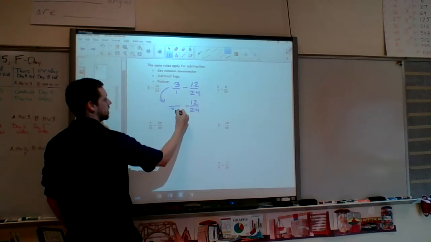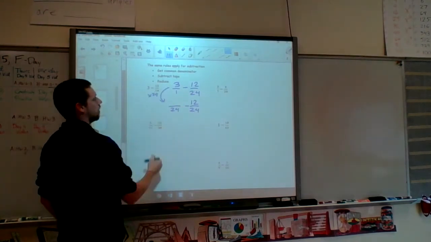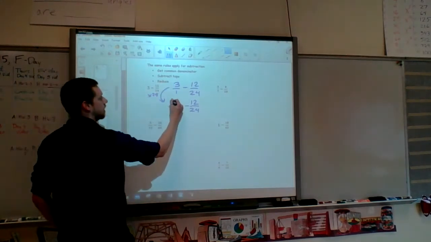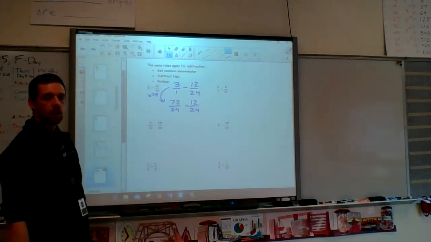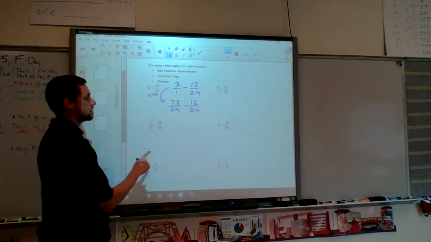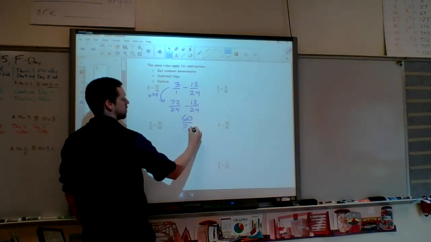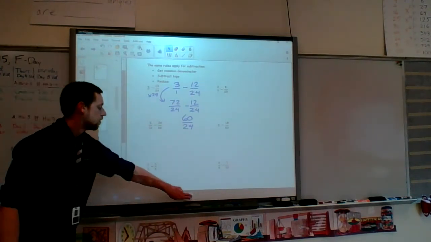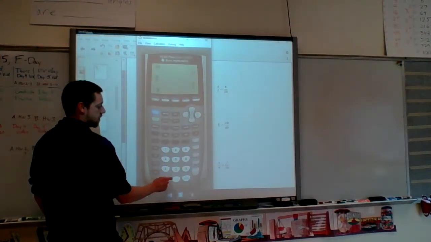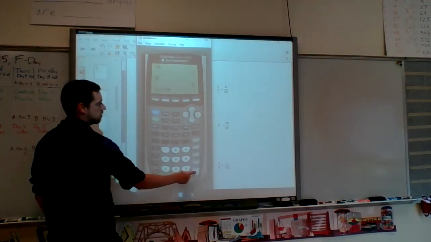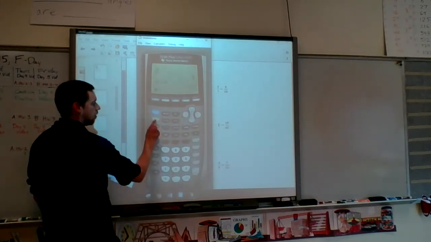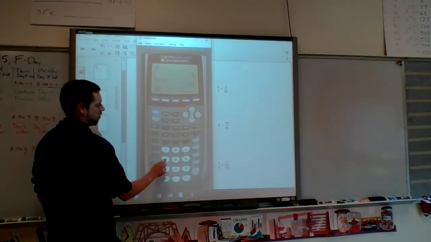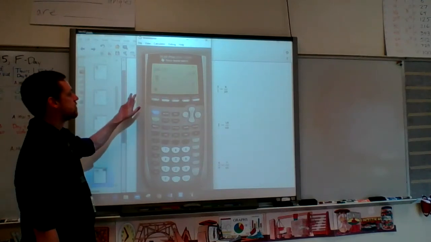To get 1 to become a 24, I have to multiply it by 24. 1 times 24 is 24. 3 times 24 is 72. If I subtract these, I get 60 over 24. Okay, I'll see if it can reduce. Go to my calculator. If you want, this might be a nice decimal. If I do 60 divided by 24, it's about 2.5. Or if you do alpha y equals 60 over 24, the fraction is 5/2.